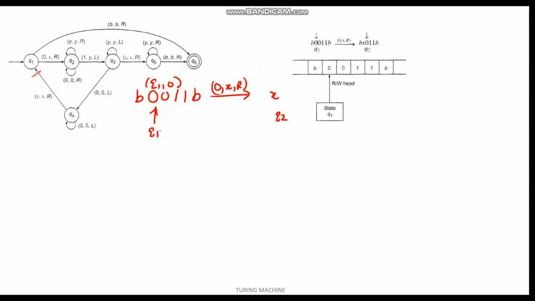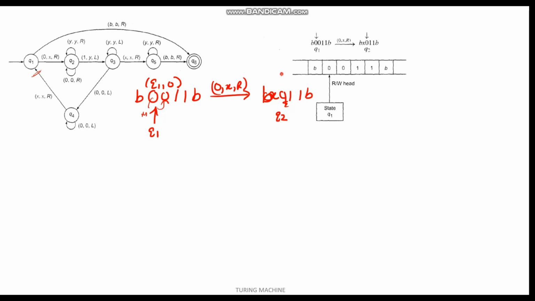So moving towards right means, as we have seen, this is replaced with x and now the head will point to here. So it means it will be 0. To point this, what we have to write? We have to write it 0 1 1 b. Fine. So 0x b x 0 1 1 b.